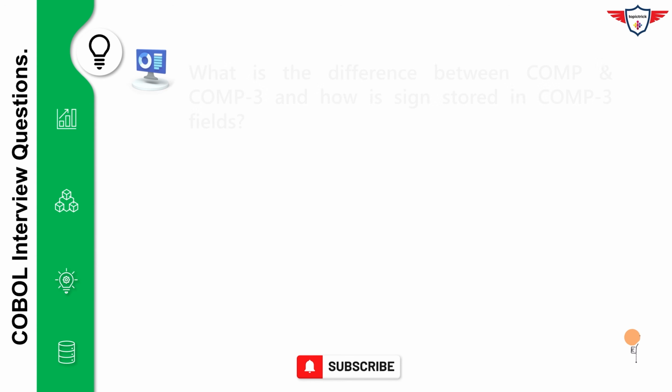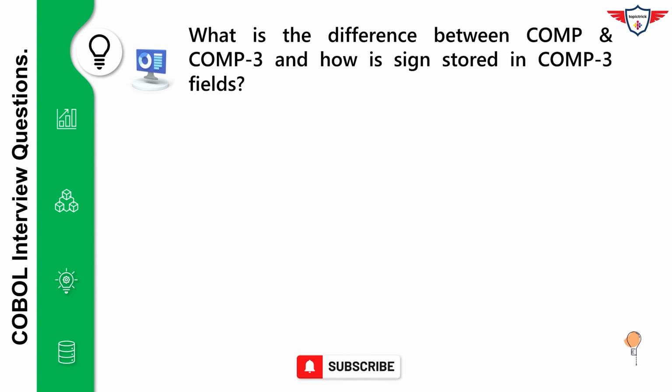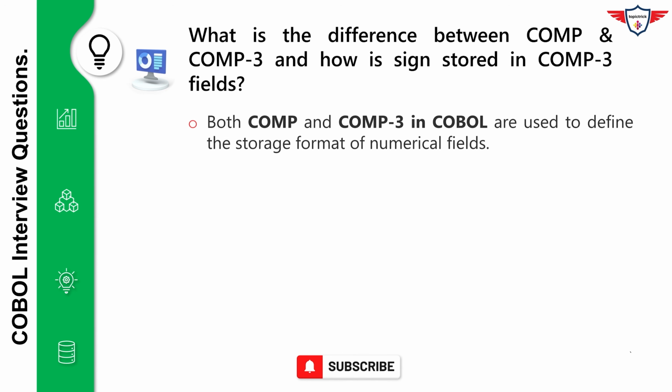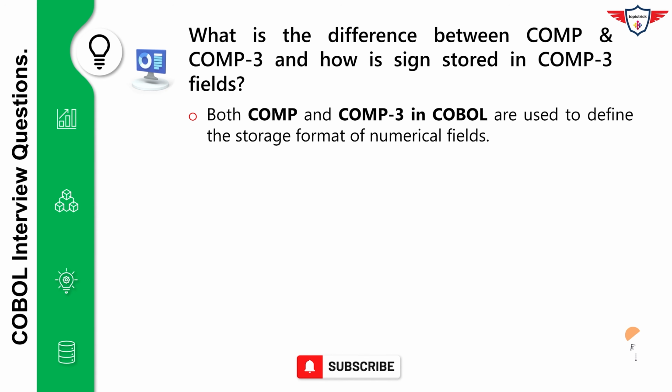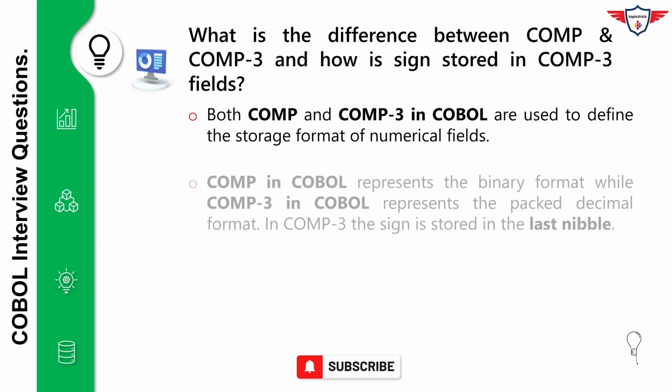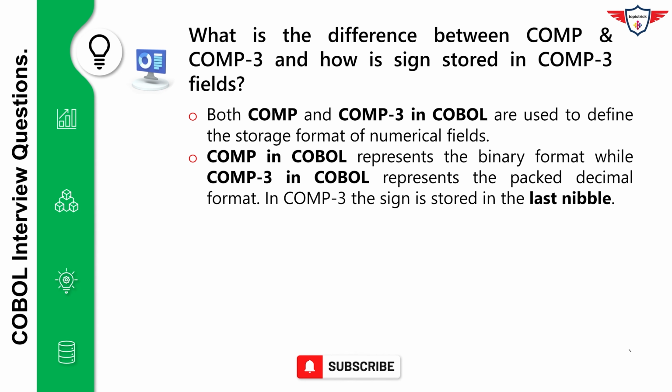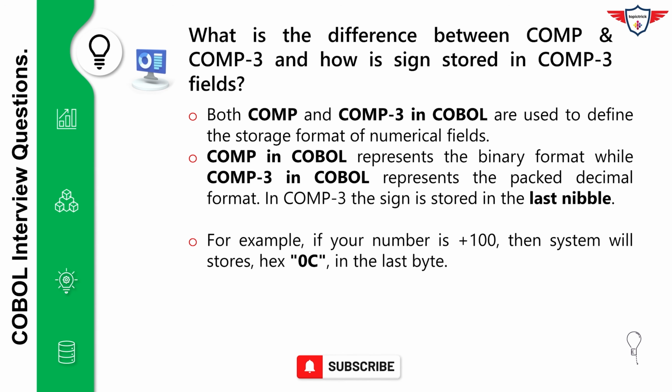What is the difference between comp and comp3? And how is sign stored in comp3 fields? Both comp and comp3 in COBOL are used to define the storage format of numerical fields. Comp in COBOL represents the binary format, while comp3 in COBOL represents the packed decimal format. In comp3 the sign is stored in the last nibble. For example, if your number is plus 100, then system will store hex 0C in the last byte.